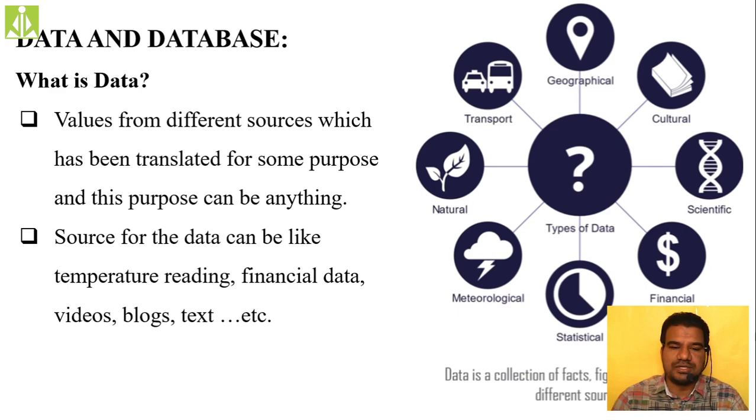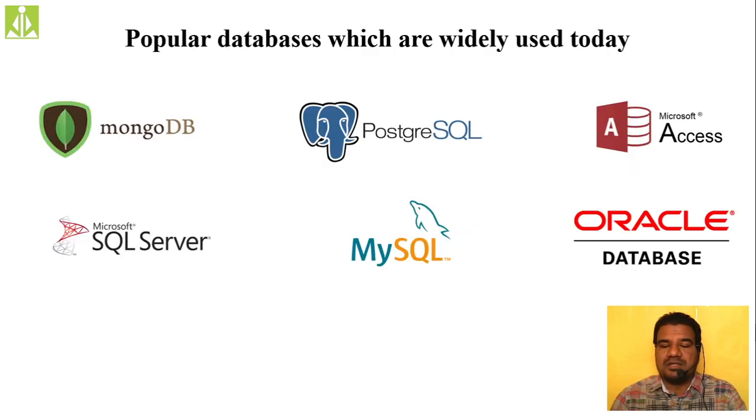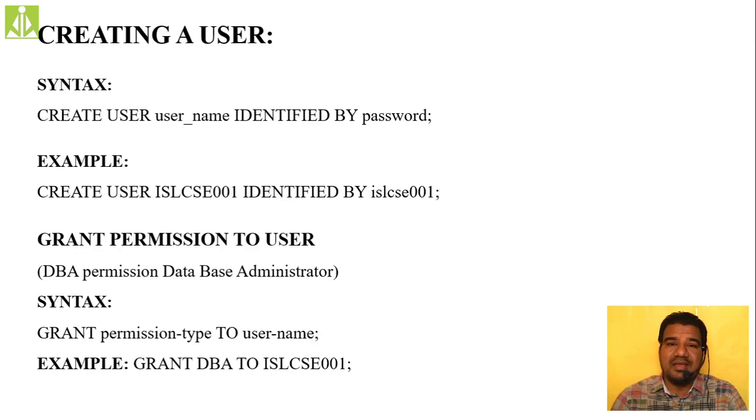Okay, data origin points. The next thing, what exactly is a database, we have seen, and the popular databases currently trending and widely used in the market today are, as I told you, MongoDB, Postgres, MS Access, SQL Server, MySQL, and Oracle database. Currently we are doing Oracle database, and when we go to NoSQL, we'll do it in MongoDB.